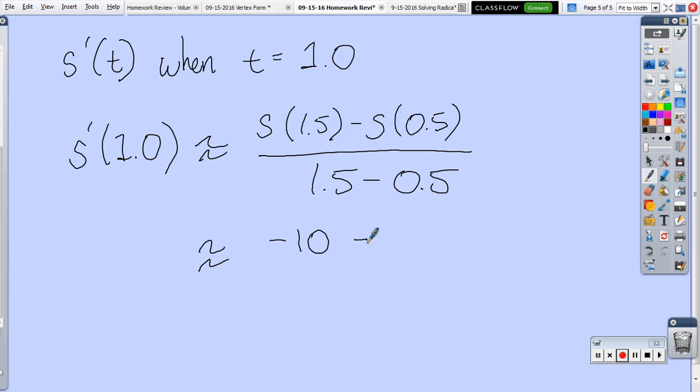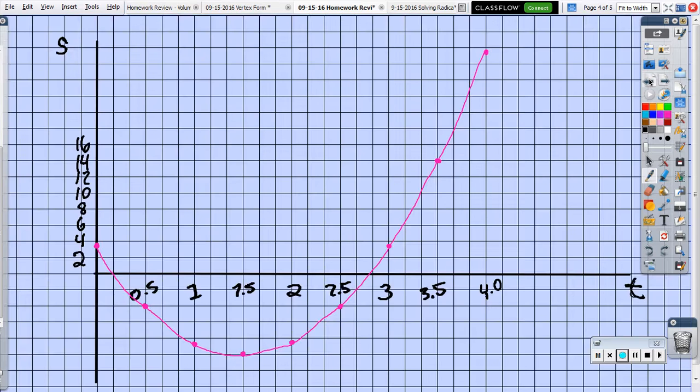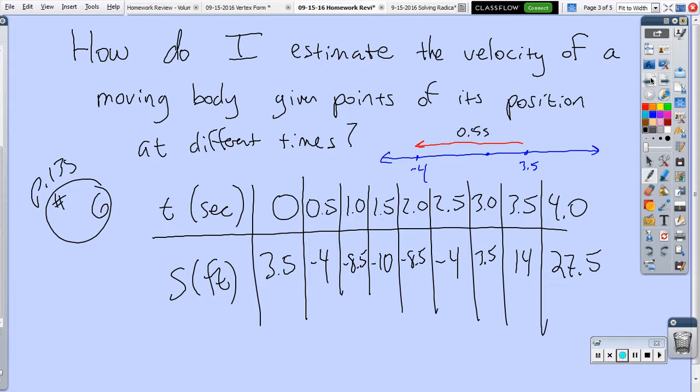I actually found almost this exact problem in the AP Calc practice exam, and this is exactly how they did it. So I want you guys to know this is what they expect on the AP Calc exam. You might think, well, why can't we just use 1 and 1.5 if you want to know how it is at 1?